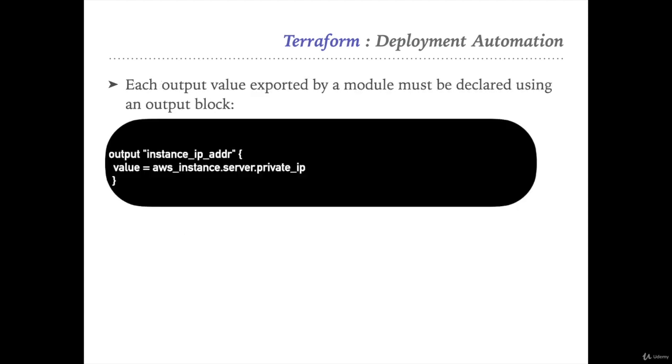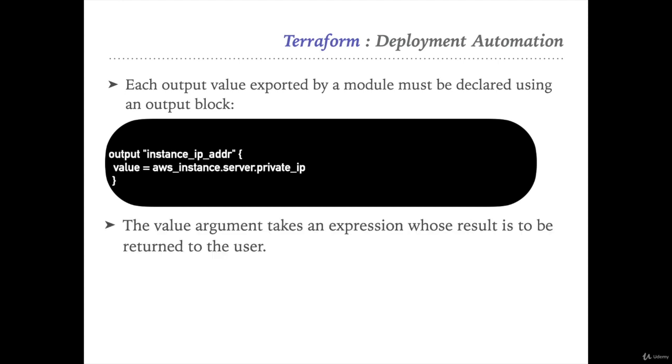Each output value exported by a module must be declared using the output block. So whenever you want to get the output of any value, you want to declare that value inside the output block, and the syntax will be like this. You can define the output, then you need to define the variable name, that could be anything. Then you need to define the value expression, and after the value expression you need to define the attribute which you want. So over here it will get the AWS instance private IP inside the value of instance IP address.